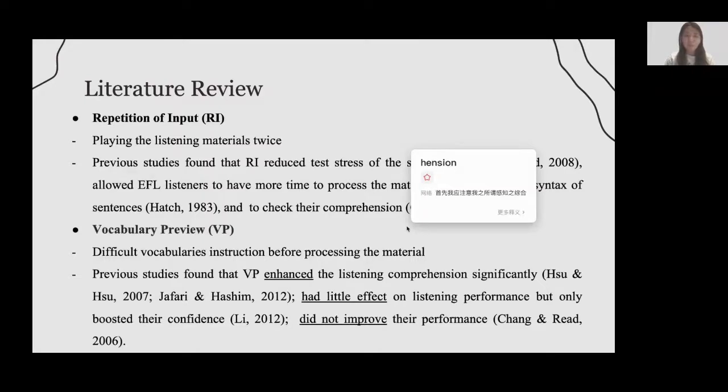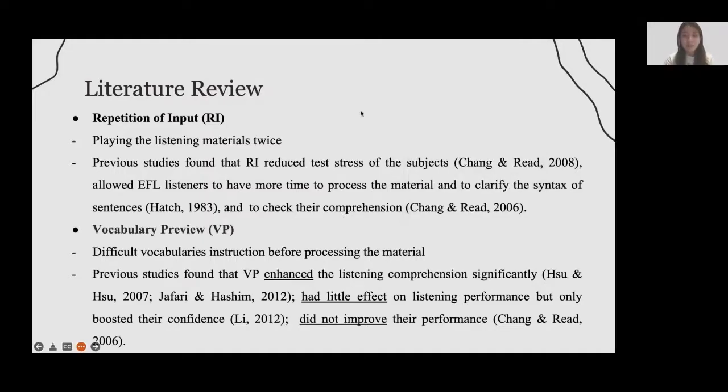input, which means playing the listening materials twice. We know that repeating listening materials is a common pedagogical approach in English class. Previous research generally showed that RI has a positive effect on listening performance. They found that RI reduced the test stress of the subjects, allowed EFL learners to have more time to process the material, to clarify the syntax of sentences, and to check their comprehension.